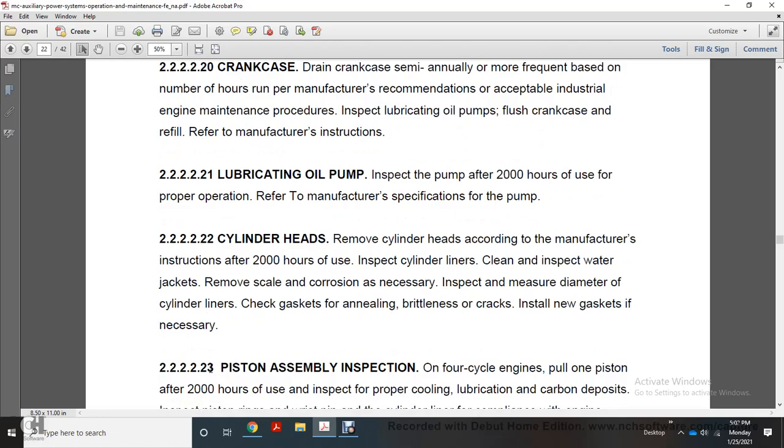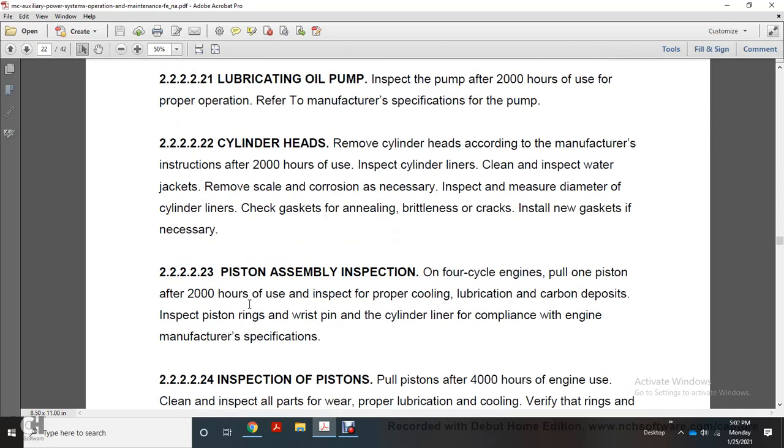Cylinder heads: remove the cylinder heads according to manufacturer instruction after 2,000 hours of use. Inspect the cylinder liners. Clean and inspect the water jacket. Remove scale and corrosion as necessary. Measure the inside diameter of the cylinder liner. Clean and check the gasket for annealing, brittleness, and cracks. Install new gaskets if necessary.